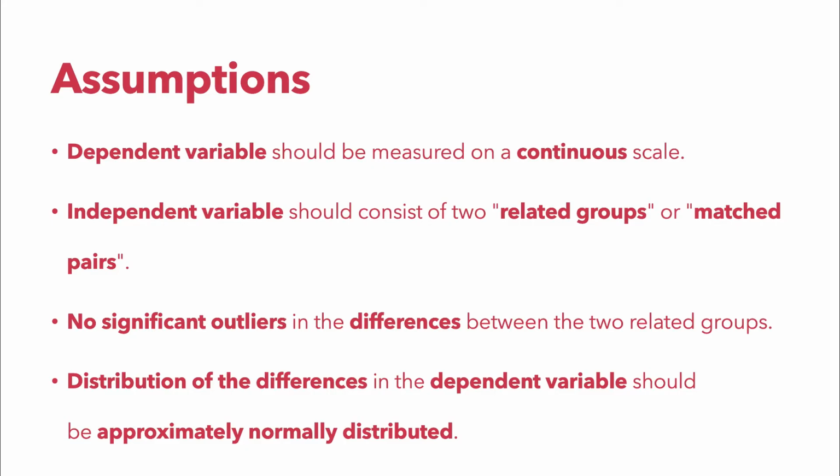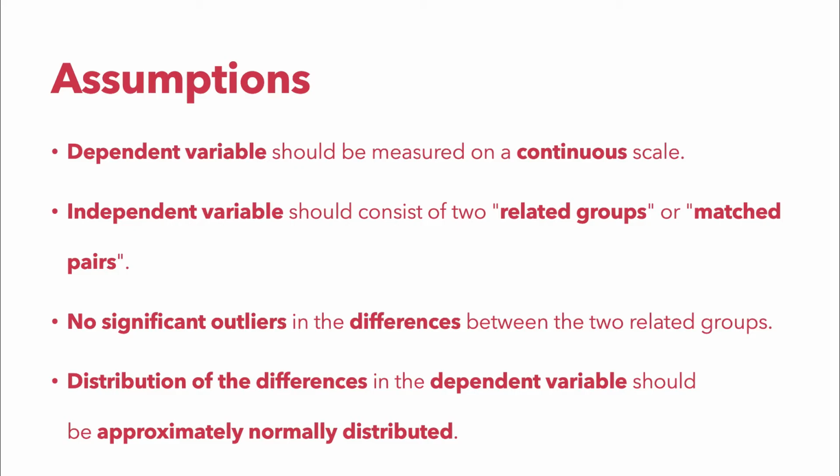There are a few assumptions that we need to meet in order to apply paired sample t-test. Dependent variable should be measured on a continuous scale. Dependent variable, which is also called the test variable, in this particular hypothetical example, is the marks of the students. Independent variable should consist of two related groups or matched pairs, which is true in this case as the data has been collected from the same students twice.